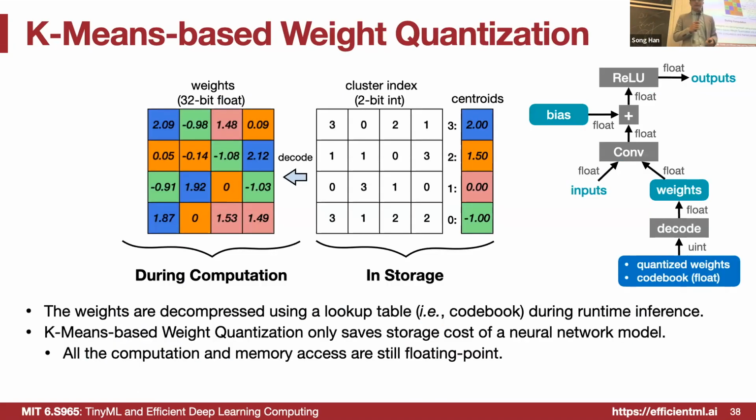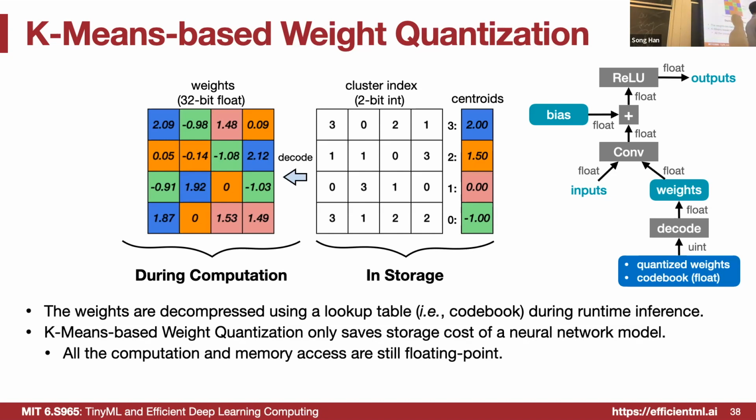All right, so this is a summary for such K-means-based weight quantization, right? We have an originally 32-bit floating point number, and then we can store them in 2 parts. One is the code book, very small, 4 entries for 2 bits, 16 entries for 4 bits, and then we only store these integer indices.